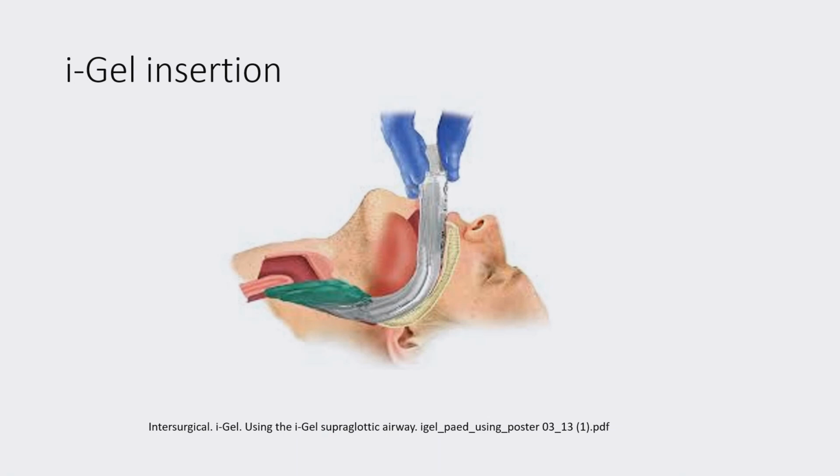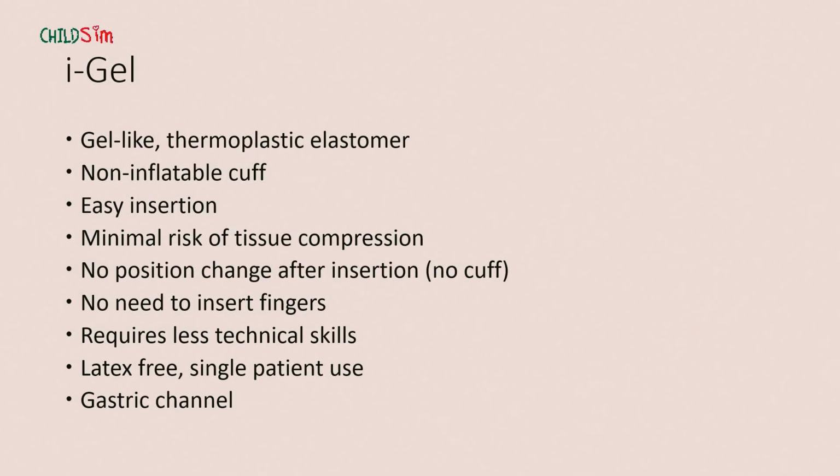For the insertion of the i-gel, we need to open the mouth, make sure the patient is well relaxed, and then insert the i-gel into the mouth until it gets into position. The advantages of the i-gel include the following. The material of the cuff is a gel-like thermoplastic elastomer that can conform to the shape of the hypopharynx at normal body temperature, so that it can provide good coverage of the laryngeal opening.